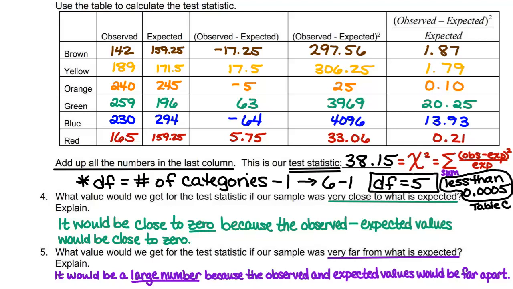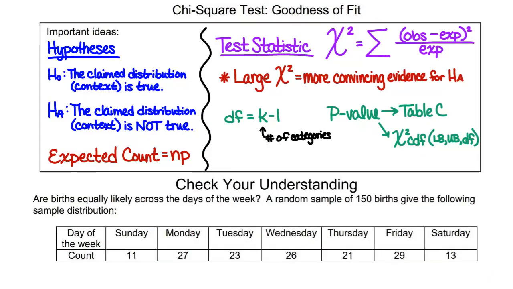Our alternative hypothesis is that the claimed distribution isn't true. It doesn't mean that I have any idea what the actual distribution is. All I'm doing is saying that you claimed the distribution was this, and I found convincing evidence to say, no, it's not. This is called a chi-squared test for goodness of fit. Goodness of fit. I want to see how closely the actual observed values fit what you claimed to be true.